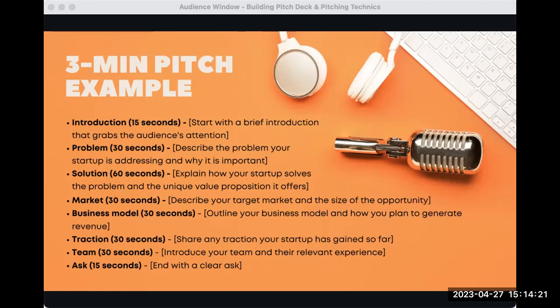Our team has a combined 20 years of experience in tech and grocery industries, with expertise in software development, marketing, and sales. We're passionate about making grocery shopping easier for everyone. Thank you for your time. We are seeking 500K in seed funding to help us scale our operations and reach a wider audience. We'd love to discuss our vision further and explore how we can work together.